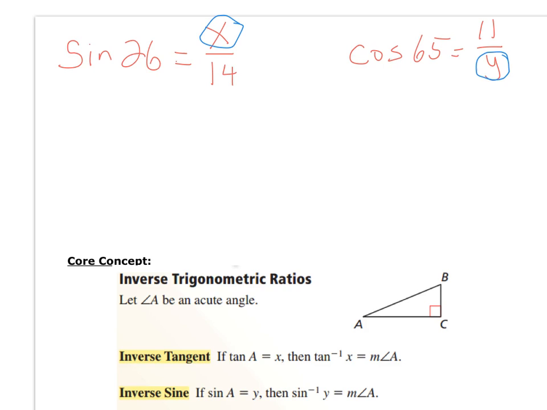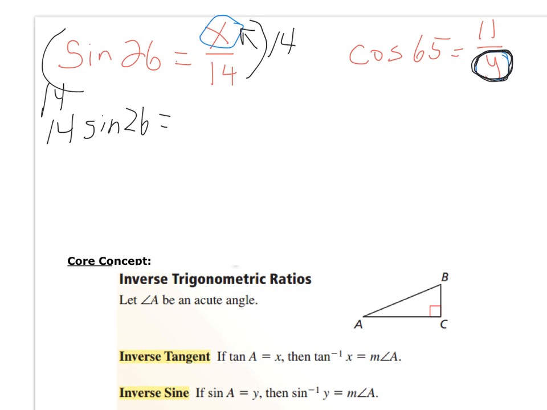And when I taught the lesson, for instance, to find x, I told you that if the missing part is ever up here, then all you're simply going to do is multiply both sides by the denominator, or in this case 14. And so what you ended up with was 14 times sine 26, and you would multiply that out in your calculator and get an answer. Or if the missing part was in the bottom of the ratio, like with this cosine 65, then you had a division problem. In other words, y equaled 11 divided by cosine 65.